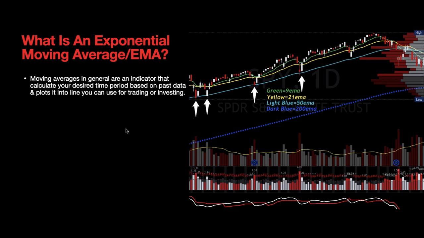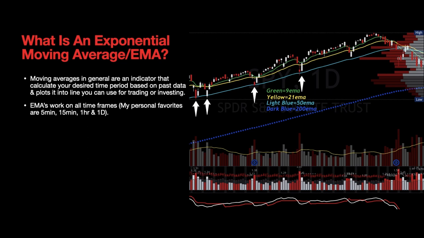So what is an exponential moving average, or an EMA? Moving averages in general are an indicator that calculates your desired time period based on past data and plots it into a line you can use for trading or investing. It's as simple as that. This is all based on past data. So if you have a 9 EMA on the 1 day time frame, that is accounting for 9 days' worth of past data. If you have a 21 EMA on the 1 day, that's accounting for 21 days of past data, and it implements it into an average.